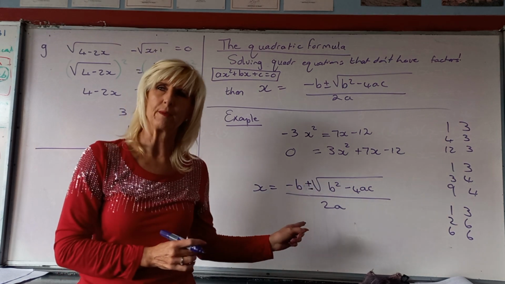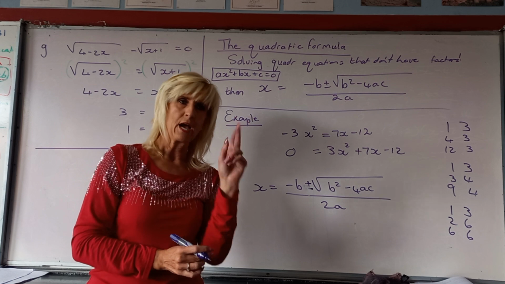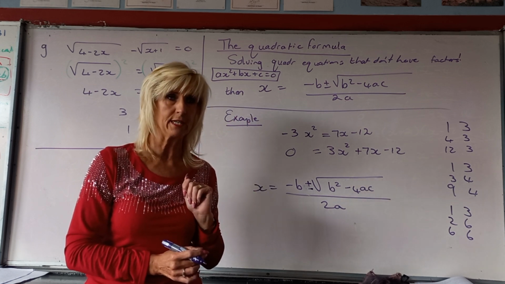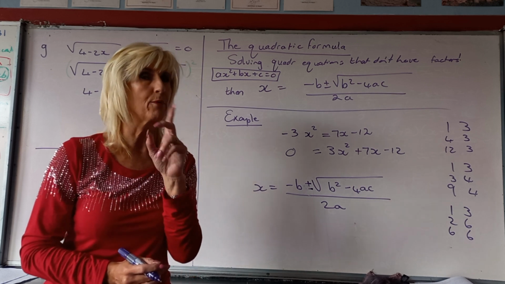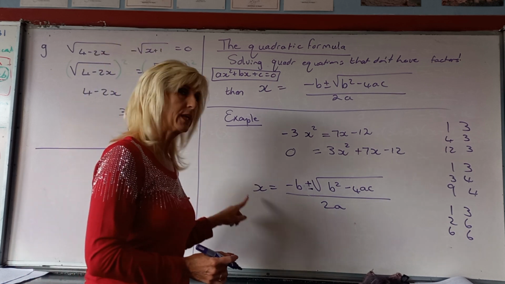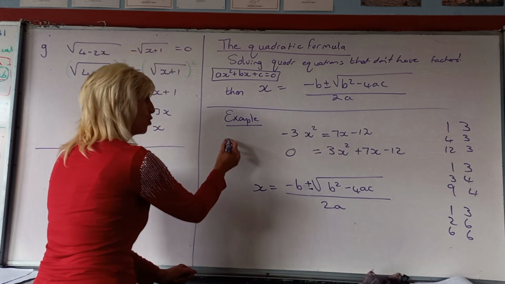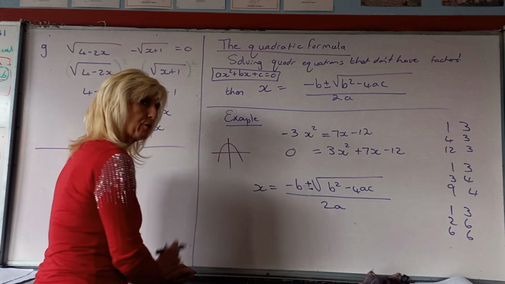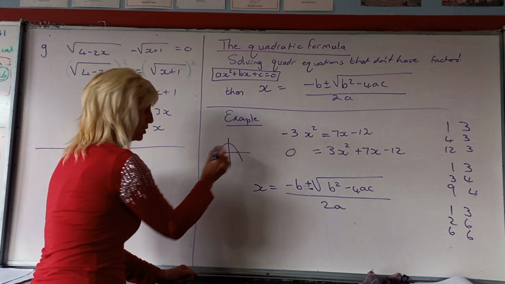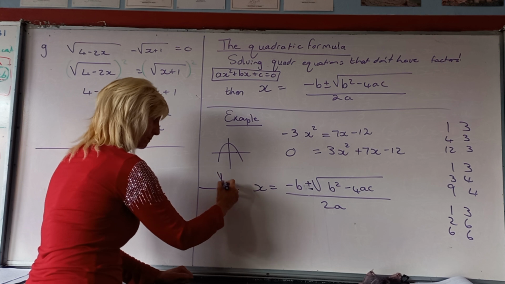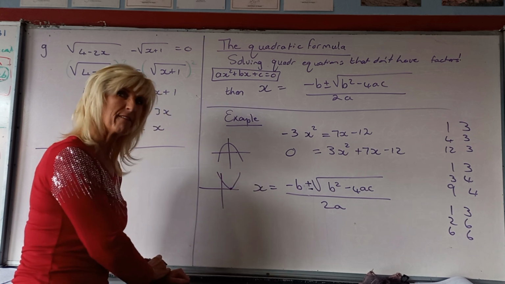So how many answers will there be? 2. And what am I busy with? Quadratic. And usually, how many answers for quadratic? 2. Because this is actually a parabola. And working out what x is actually searching for your x-intercepts. And normally, a parabola has 2 x-intercepts. But can it have 1? Yes. For instance. Can it have nothing?